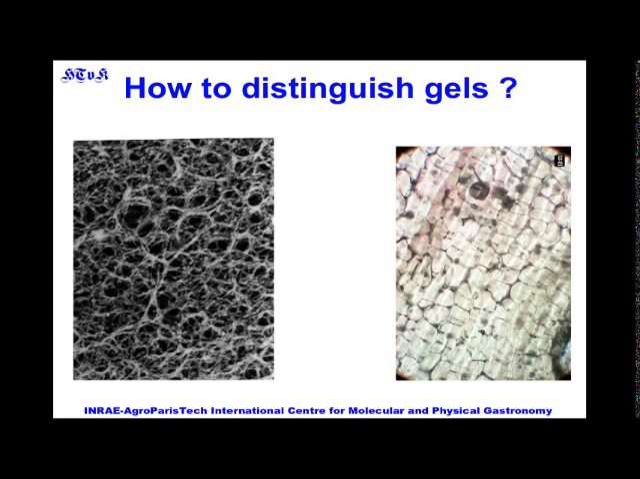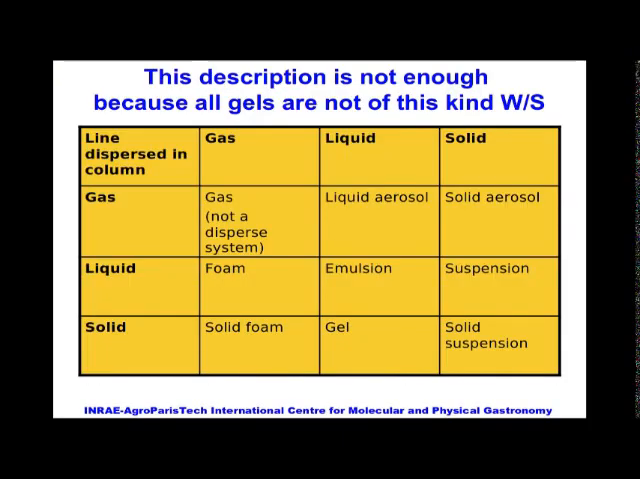Let's come back to the question. We have seen many gels, but the word gel cannot apply to all of them, or it applies to all of them, but it is not enough. We want to distinguish the kind of gel. So how to do it? When I was a student, I was introduced to this table. It is not a very good one. It can be useful as a beginning, but we have to go further.